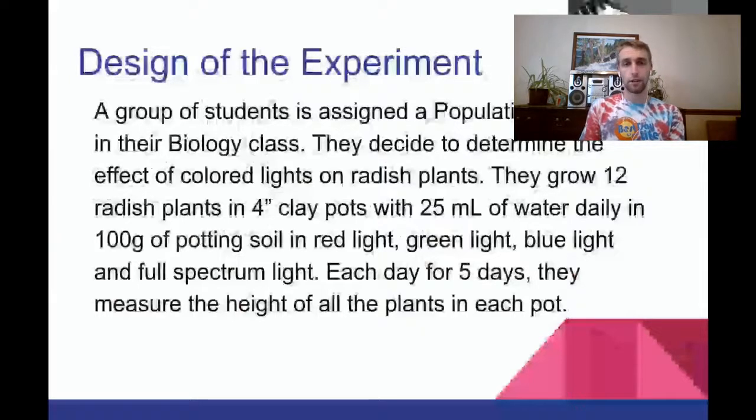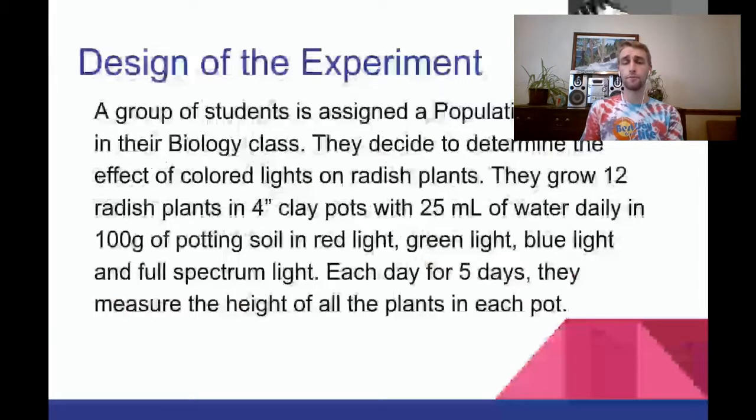So here we go. A group of students is assigned a populations project in their biology class. They decide to determine the effect of colored lights on radish plants. They grow 12 radish plants in 4-inch clay pots with 25 milliliters of water daily in 100 grams of potting soil in red light, green light, blue light, and full spectrum light. Each day for 5 days, they measure the height of all the plants in each pot.